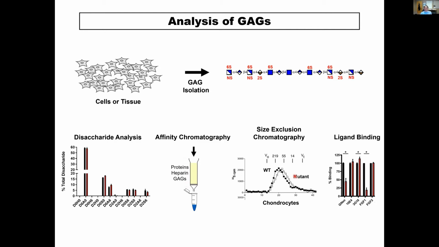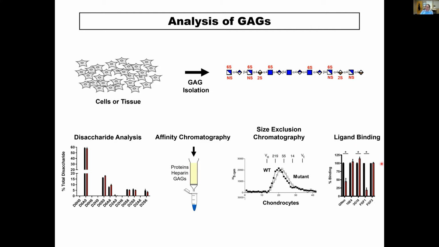We can also use size exclusion chromatography. Again, this is where we can look at the size of the intact glycosaminoglycans in different tissue types or in disease states versus normal tissue. So for instance, in cancer, or what I'm showing here, if you have a rare genetic disorder where there's a defect in the biosynthesis of heparan sulfate, you can get shortening of the heparan sulfate chains, and we can use size exclusion chromatography to measure the overall size of the chains produced by a certain cell type.